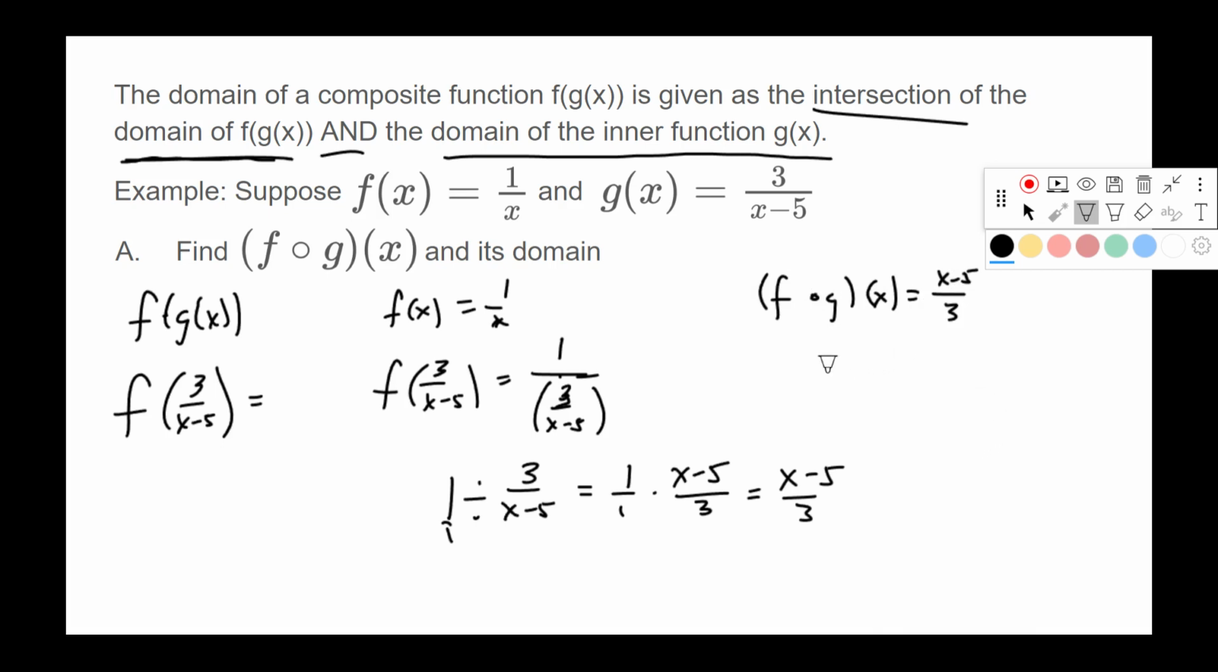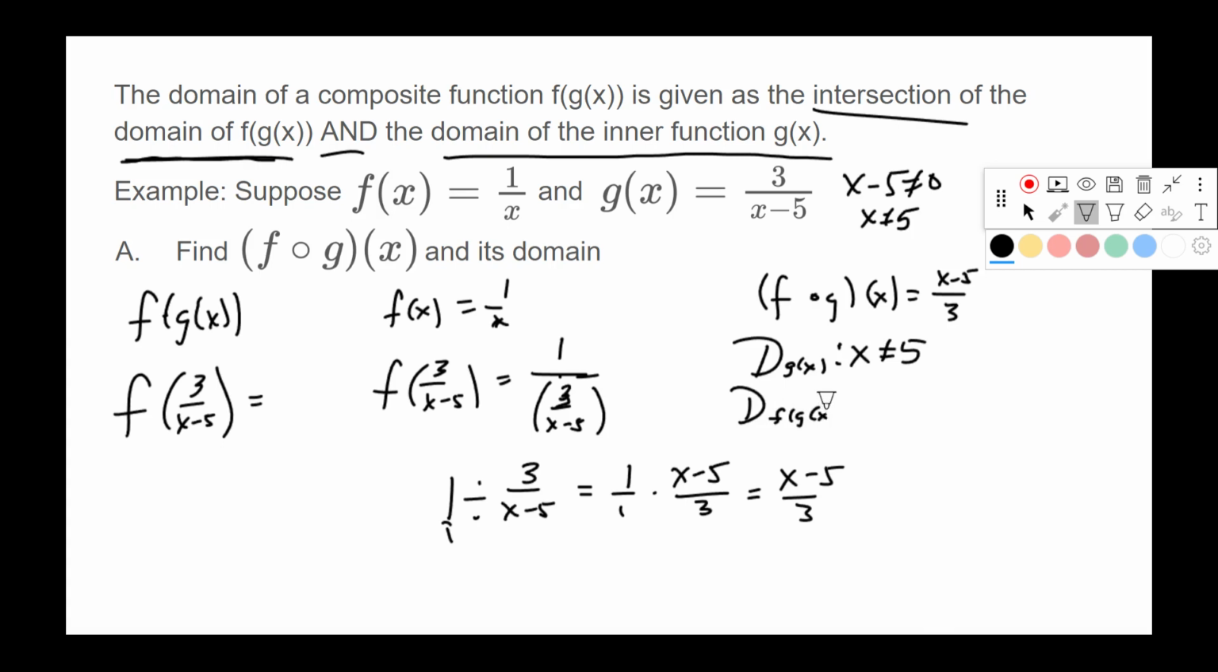Now, to find the domain of this, I need to know the domain of g of x. That was the inside function. So to find the domain of g, let's go to g of x. Here it is, 3 over x minus 5. We know the denominator can't be 0. So then x can't be 5. So for the domain for g, we know x can't be 5. We'll write our answer in interval notation in a minute. We're just going to try to figure out what doesn't work first.